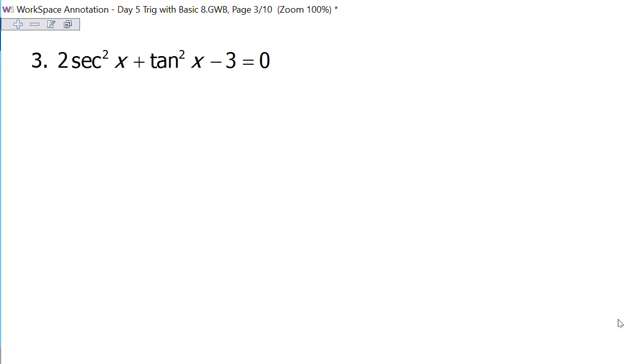Next one, number 3. We have a secant squared, we have a tangent squared. Are those the same? No, so we need to replace one of those with a trig identity. So if it's squared, it's most likely going to be a Pythagorean identity. So over here we'll have sine squared plus cosine squared equals 1. If I have a secant squared, what would I need to divide by? Cosine squared.